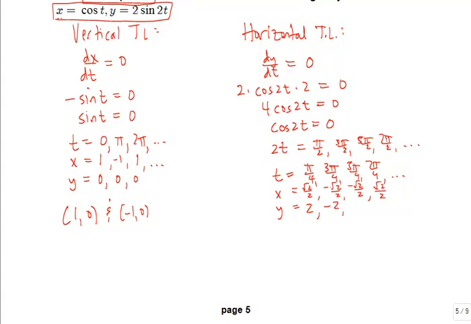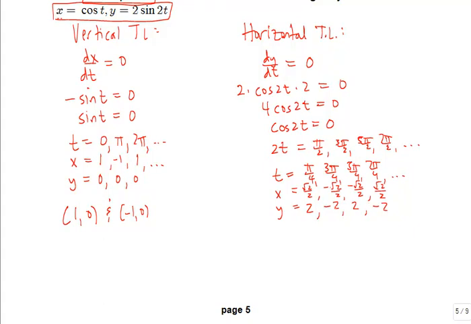5 pi over 4 doubled becomes 5 pi over 2, which is the same as pi over 2. So sine of that is 1. 1 times 2 is 2. And if I plug in 7 pi over 4, that becomes 7 pi over 2, which is the same as 3 pi over 2, which is negative 1. And 2 times that will be negative 2.